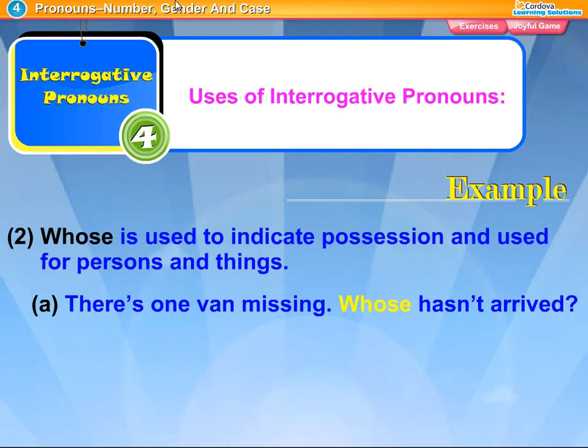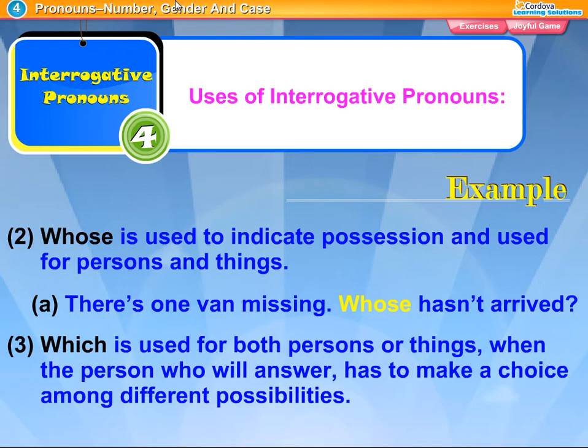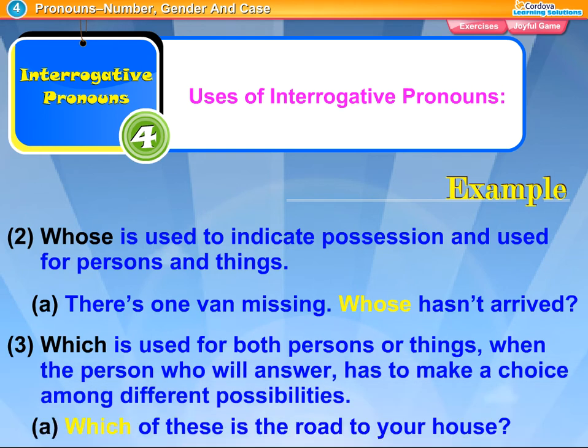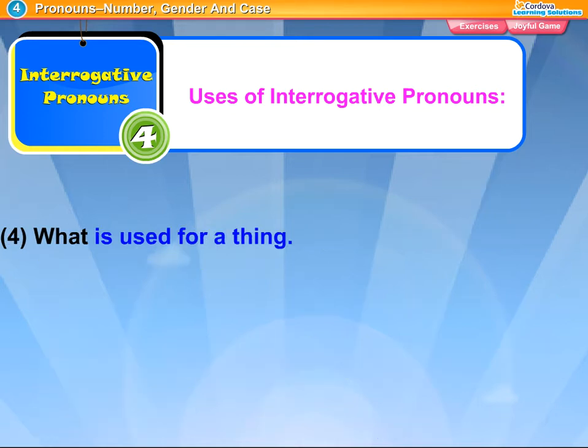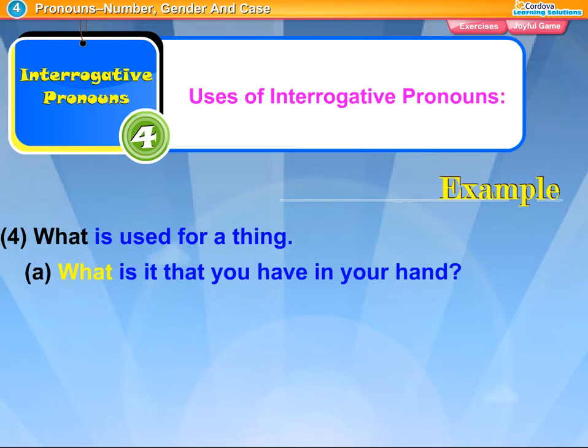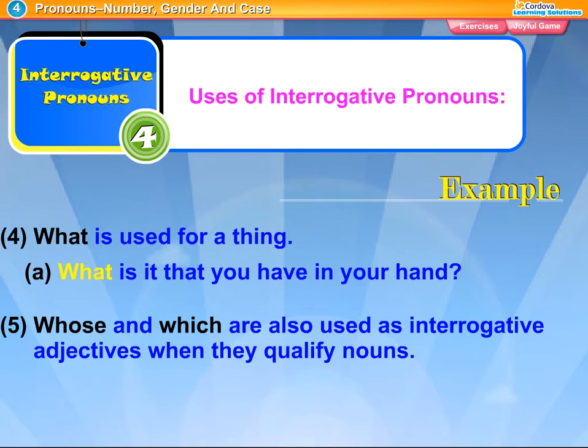Whose hasn't arrived. 3. Which is used for both persons or things when the person who will answer has to make a choice among different possibilities. Example: Which of these is the road to your house? 4. What is used for a thing? Example: What is it that you have in your hand?